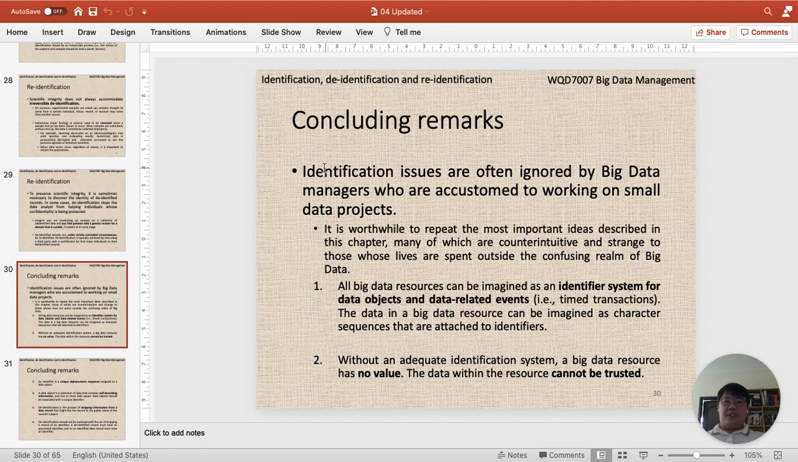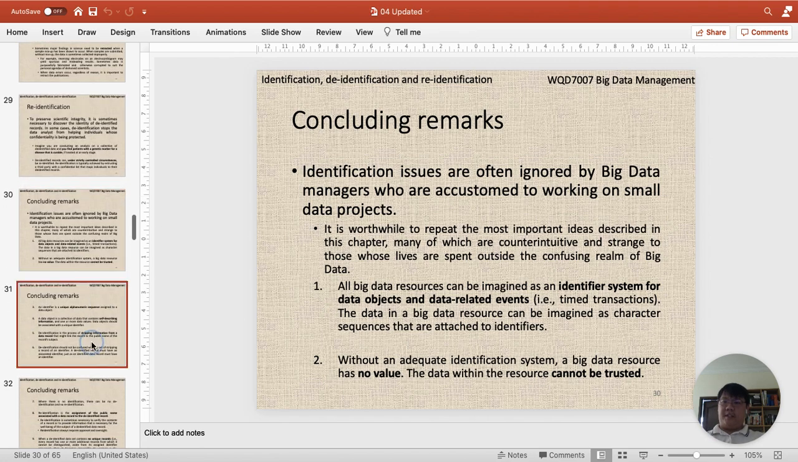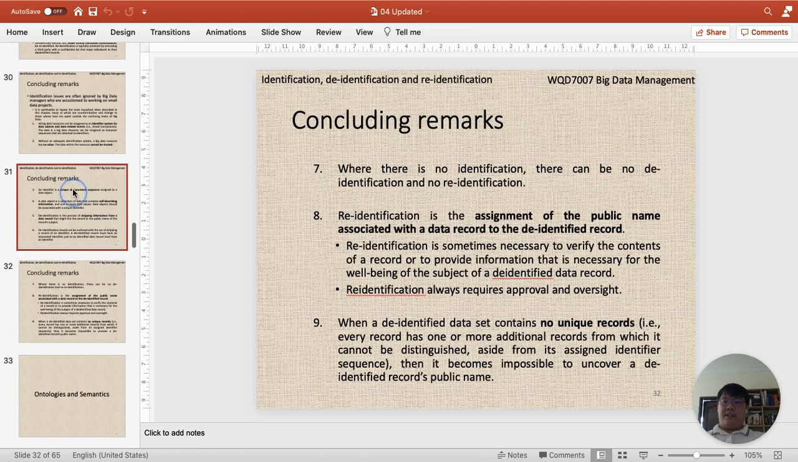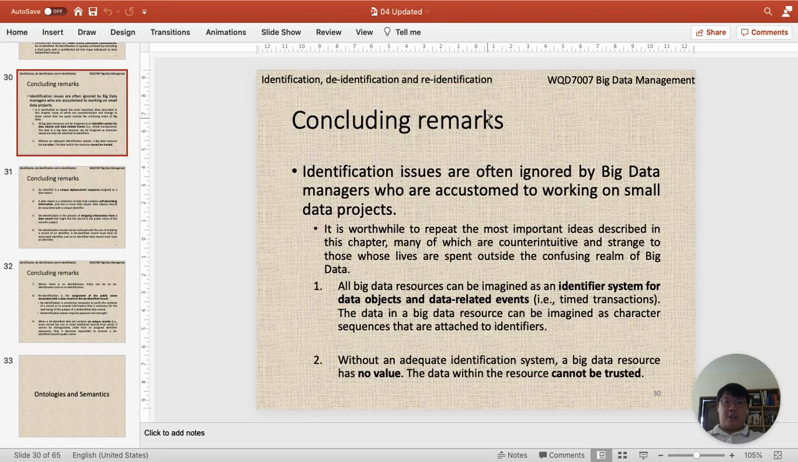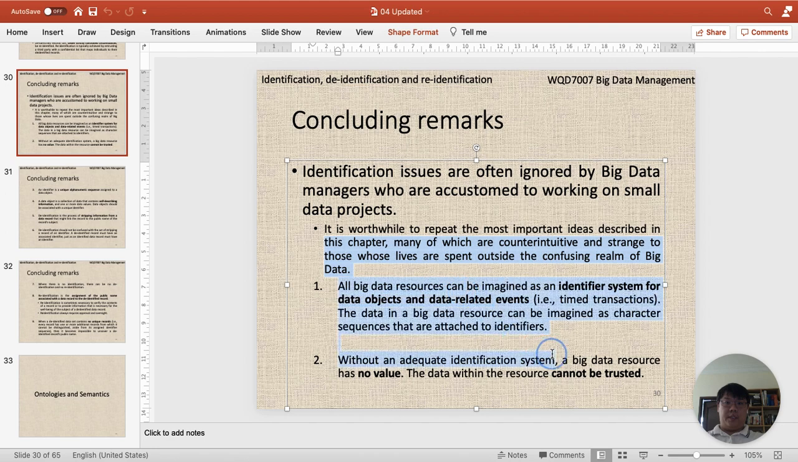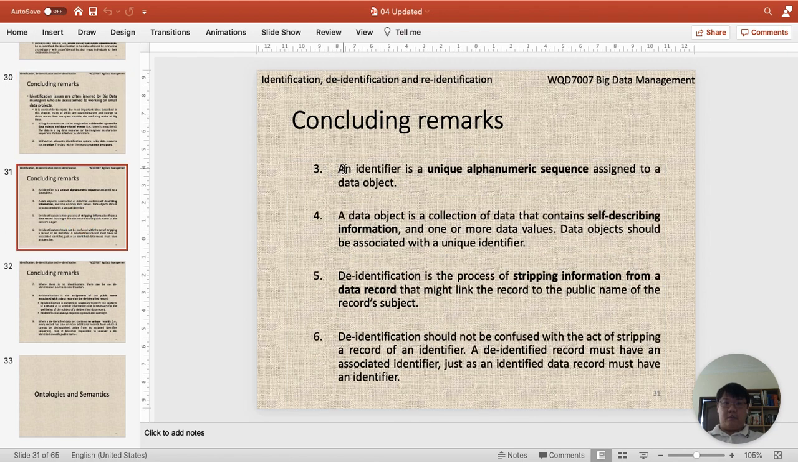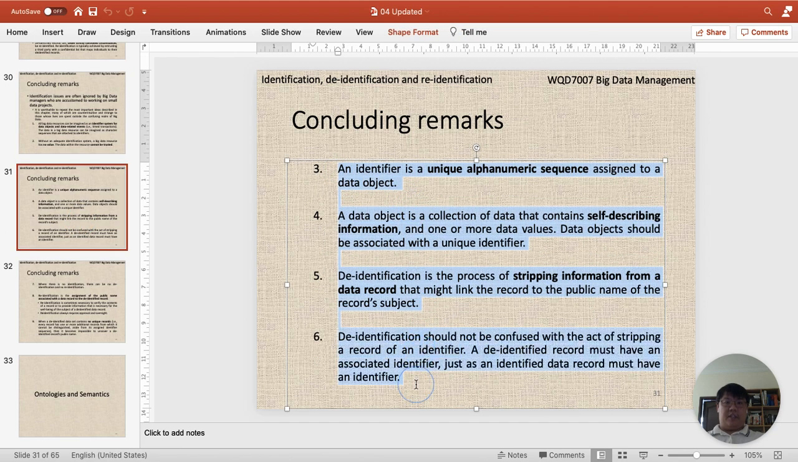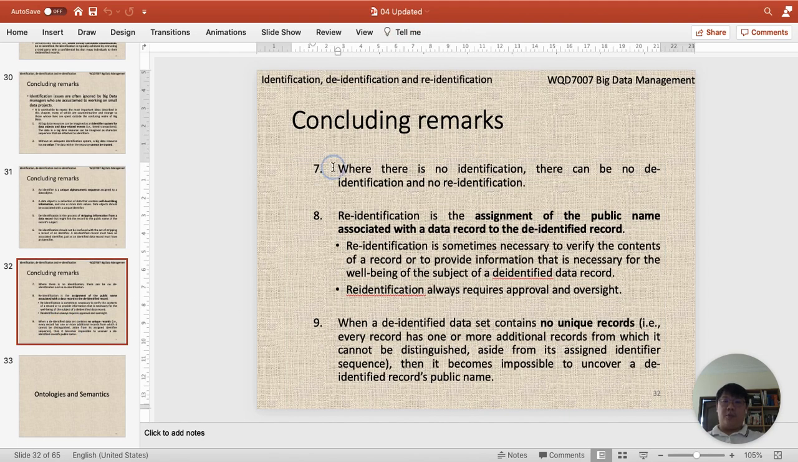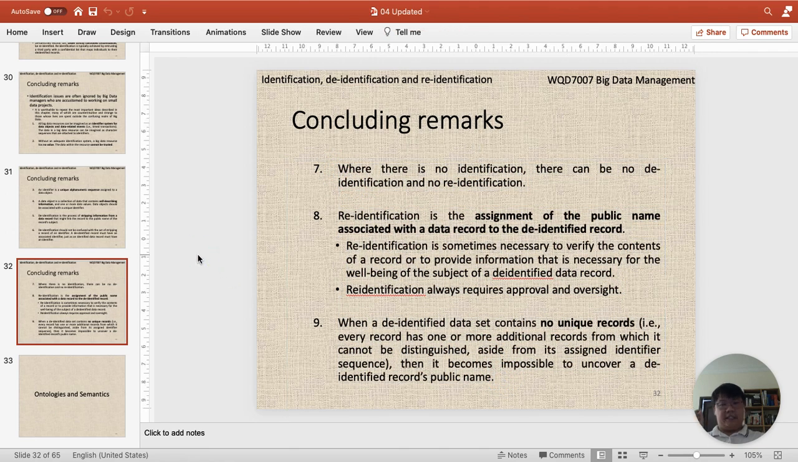So, concluding remarks over here. You have a list of points that is a summation. Not to say summation, we are just trying to repeat, in general, what we have talked about: identification, de-identification, and in the end re-identification. This part you can read yourself, because it's going to be a bit repetitive from your previous process.